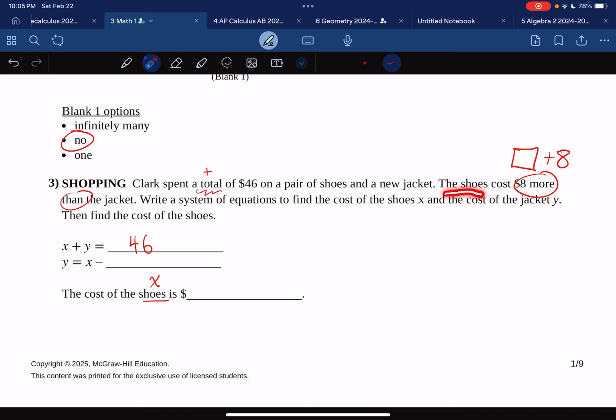And then I need another equation that says the shoes cost. So that's the same thing as saying the shoes is $8 more. So the cost is kind of an is word, so that's an equal to word.